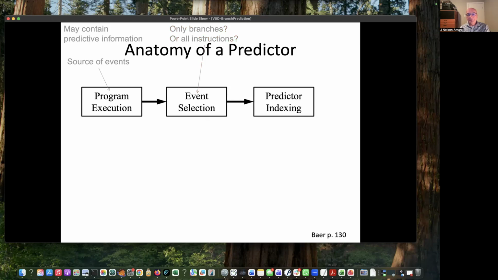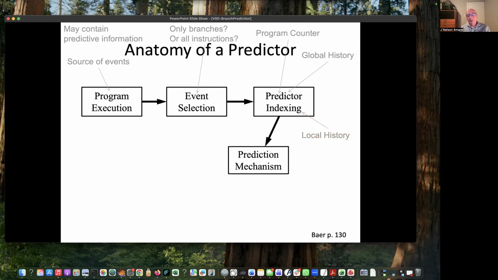Next, we need to index a predictor. To index the predictor, for example, we can use the program counter, for a local predictor where we are making the prediction for a single branch based on the branch. We can have a global history, that's a global predictor, and we'll talk more about the global history, but it's basically the history of the most recent outcomes of the branches that got executed before the branch that we are predicting. We can also have a local history, that's the history of the current branch, and we could use that to index the predictor.